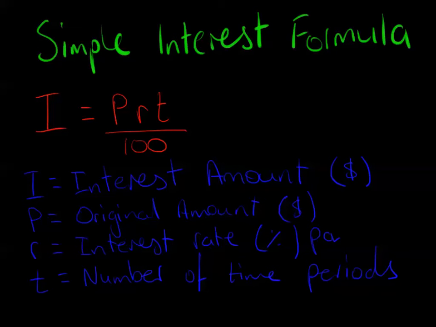If we were dealing with an interest rate that was calculated per month, then one time period would be 1 month. Two time periods would be 2 months. 12 time periods would be 12 months. If we were dealing with an interest rate that was calculated per day, then 3 time periods would be classified as 3 days. And we're going to describe that further when we actually get into an example.